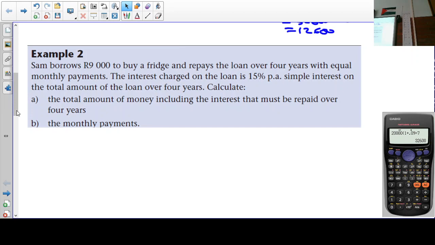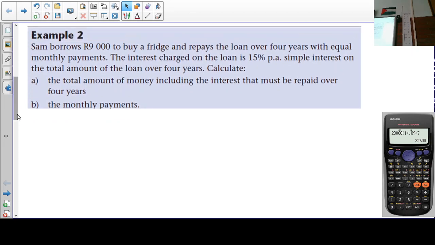Question 2. We are told that Sam borrows 9,000 rand to buy a fridge and repays the loan over 4 years with equal monthly payments. So what does this tell us? 9,000 rand will be what? The P value, not so? He repays it over 4 years. What does this tell us? Equal monthly payment.